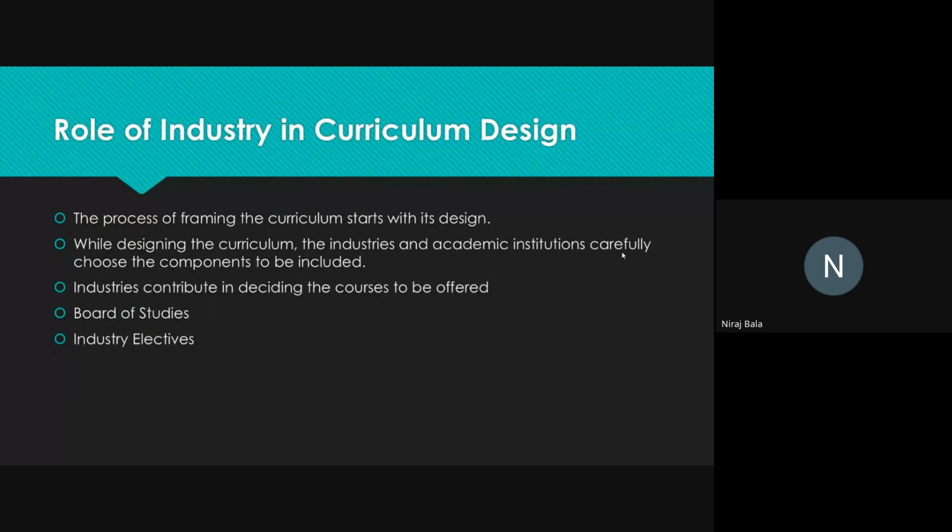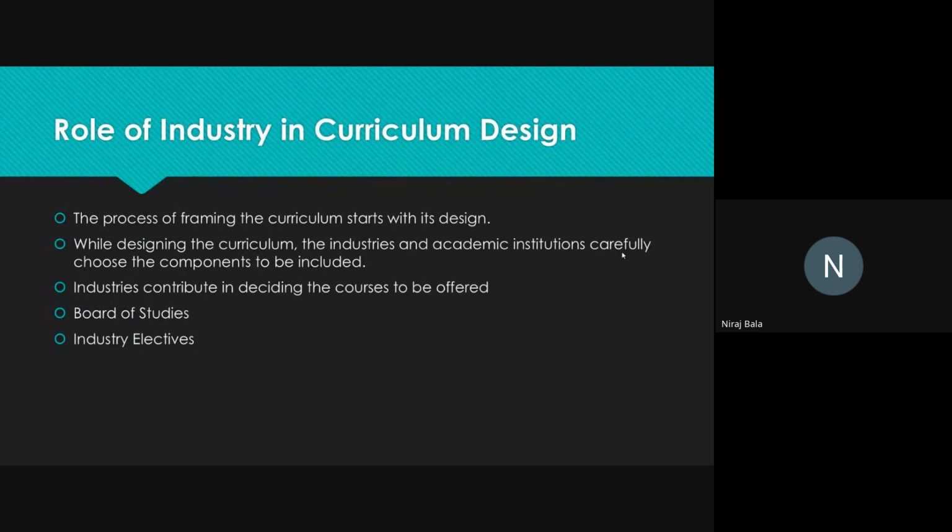While designing the curriculum, the industries and academic institutions carefully choose the components to be included, what type of laboratory practicals, what type of content has to be added. So these inputs need to be taken from the industry when designing a curriculum. Then industries also contribute in deciding the courses to be offered. In certain deemed universities where they have full autonomy, they sometimes add some courses in collaboration with industry. That means that particular elective course will be given by the industry. Rather, these days there are many programs also which are in collaboration with the industry. The industry collaborates with these universities, and they offer their own programs in collaboration with the universities.